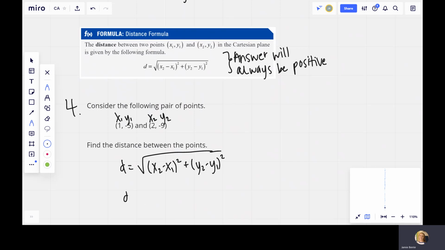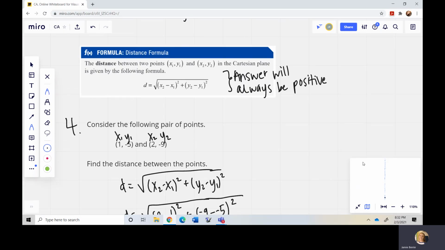Now you're going to plug in your numbers. So d equals the square root of, let's see, x sub 2, that's 2. So 2 minus 1 squared. Again, x sub 2 was here, x sub 1 is here. Plus y2 minus y1. So -9 minus -5. Got to be careful there. All squared. All right. Now you're going to plug this into your calculator.